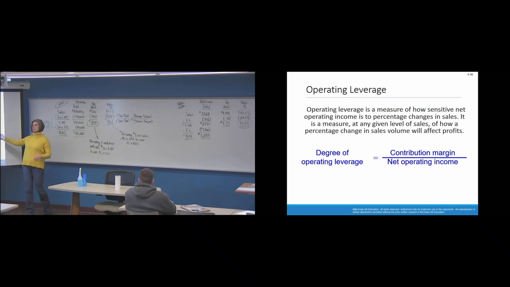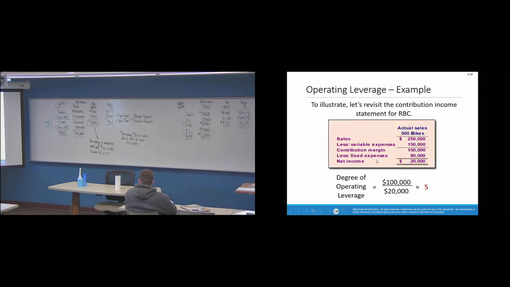So there's the formula. Look how simple it is. Contribution margin divided by net operating income. And again, you got the template. It's that simple, okay? All of the numbers are on our template that we need for these formulas. So let's see what happens. I am confident you guys can plug those numbers in, but what I want to talk about is what it means. So again, contribution margin is 100,000, operating income is 20,000, 100 divided by 20 is 5.